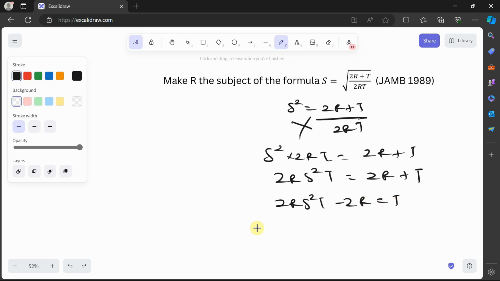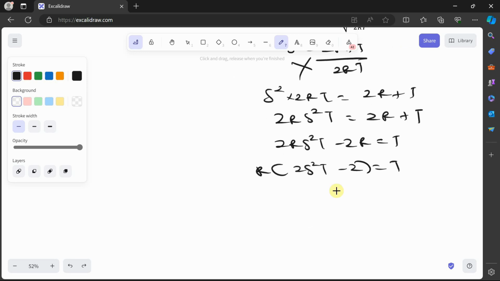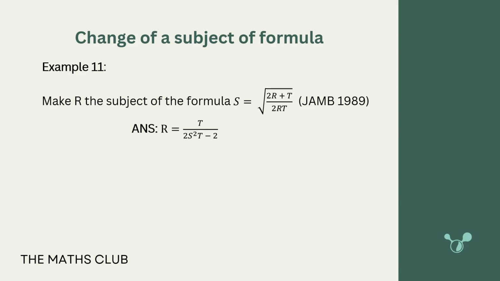Then I can factor out the r. So if I divide this by r, this will give me 2s squared t, and if I divide this by r, this will give me minus 2, is equal to t. So therefore our r is equal to, I can divide both sides by 2s squared t minus 2. So that will be t all over 2s squared t minus 2. Let's see if our answer is correct. So r is equal to t all over 2s squared t minus 2. Well done to you if you got it.